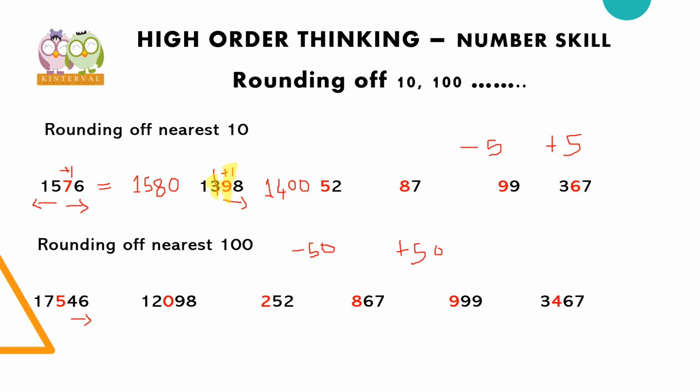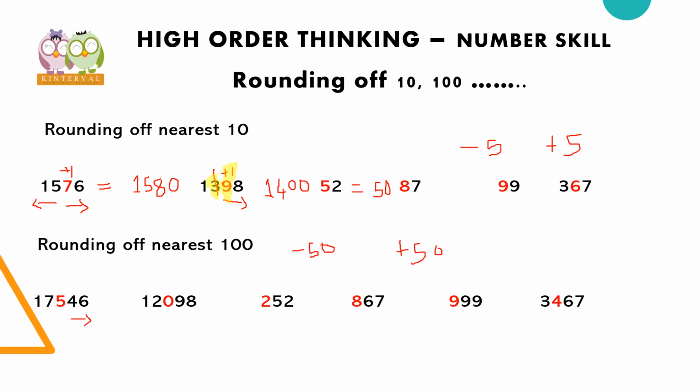I hope this concept is clear. Now the next one is 52. So in 52, we will make the 2 a 0, and since 2 is less than 5, we will not make any changes to this 5 and we will write it down as it is. Now we'll see the concept of how it works.